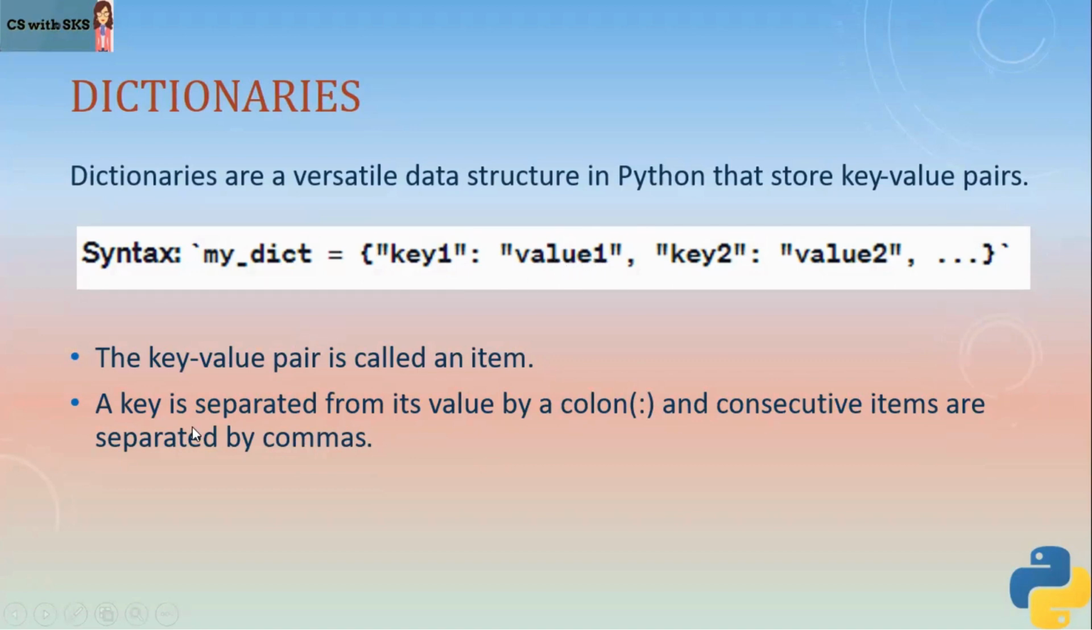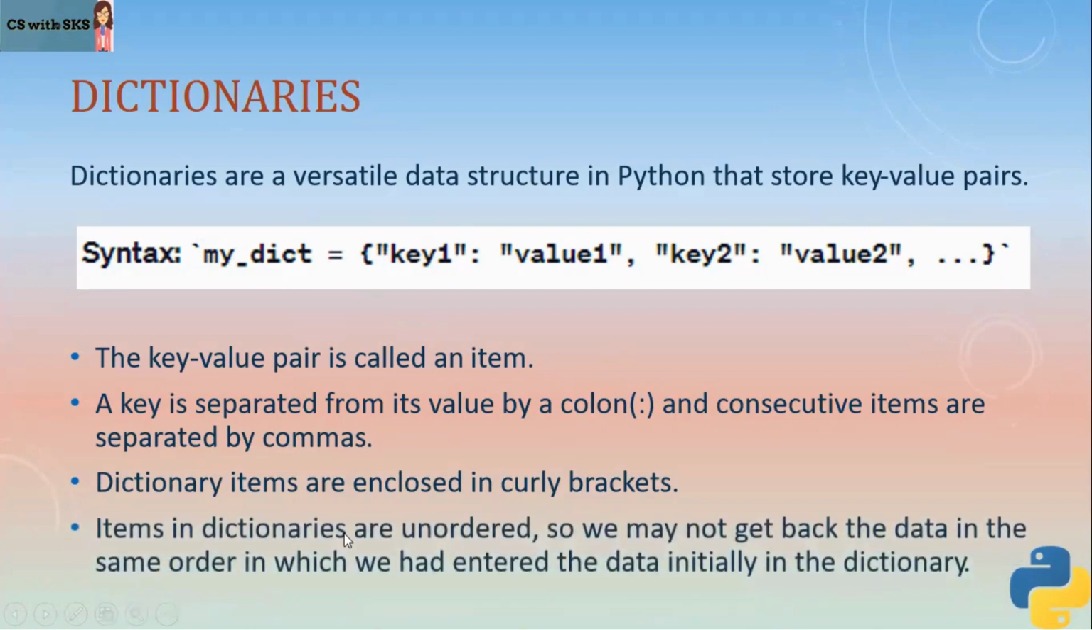Now, a key is separated by its value by a colon and consecutive items are separated by commas. Dictionary items are enclosed in curly brackets as I have mentioned up here. So dictionary name equals curly brackets and inside it we have all the individual items. Now items in dictionaries are unordered. That means we may not get back the data in the same order in which we had entered the data initially in the dictionary. So remember, dictionaries are unordered.